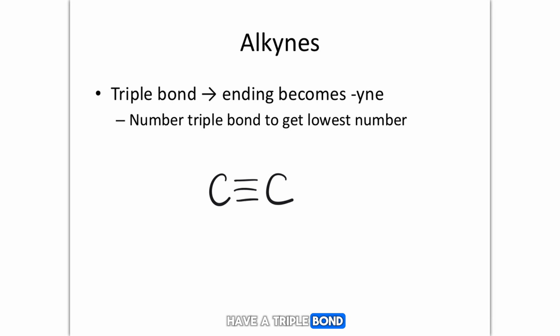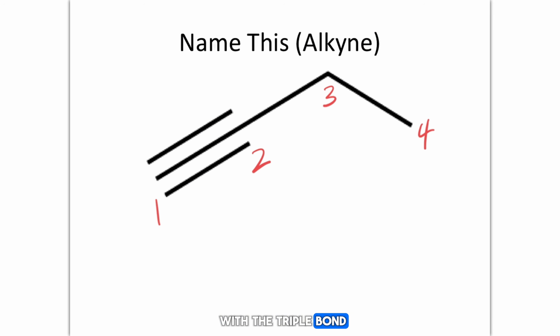Alkynes have a triple bond, and the ending becomes -yne. It's the same numbering rule: number with the triple bond at the lowest possible number. Triple bonds are linear. The carbons in a triple bond are 180 degrees apart. That means there's one carbon at one end of the triple bond and another at the other end of the triple bond. And then the chain continues on at the angle here for the next carbon. So even though it looks straight, there are carbons at both ends of that triple bond.